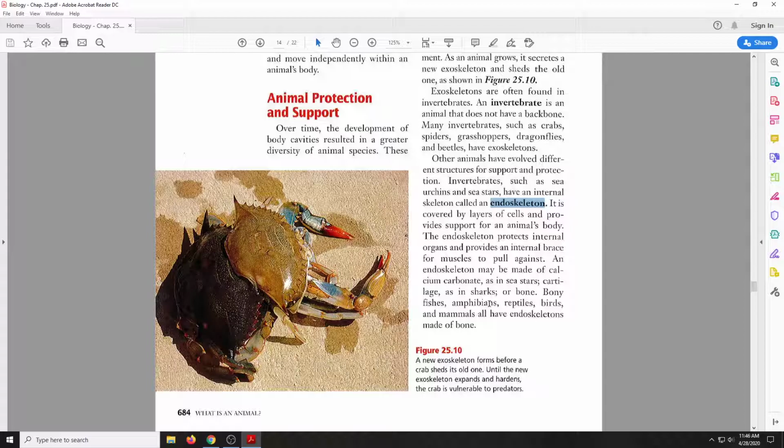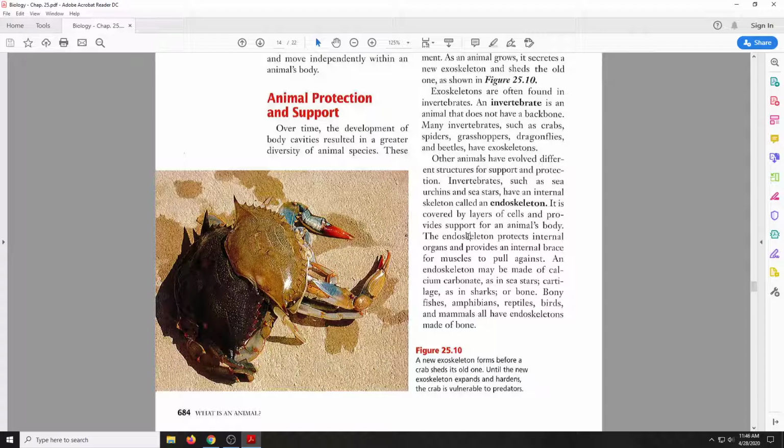That means our skeleton is on the inside, and our muscles attach to it on the outside of the bones, but that's still on the inside of our meaty part. The endoskeleton doesn't necessarily have to be bone though. You see here, it can technically be, where does it go? Calcium carbonate or cartilage.